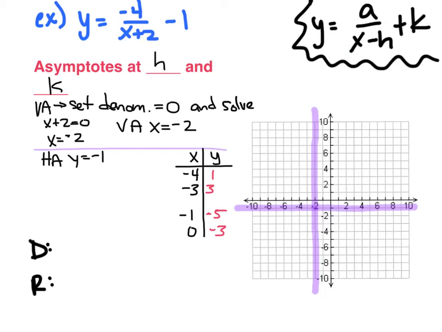Now once we have this table filled out, these just came from plugging in for x, we plot those values: negative 4, 1; negative 3, 3; negative 1, negative 5; 0, negative 3. And just like last time, we'll get close to our asymptotes and draw these branches.